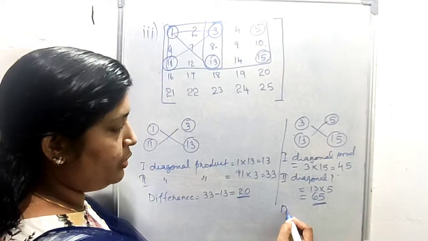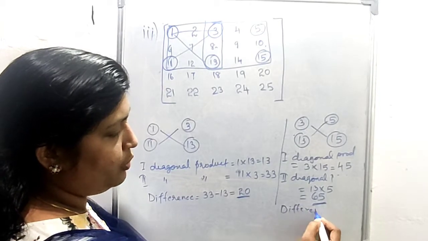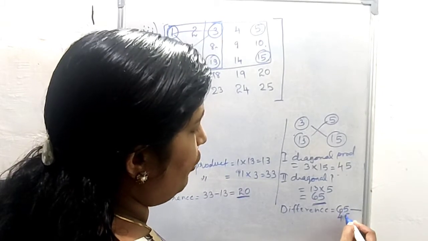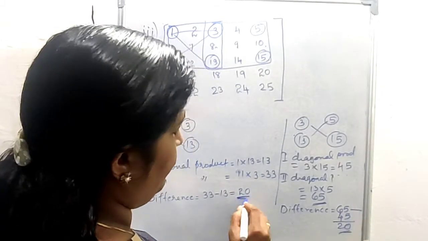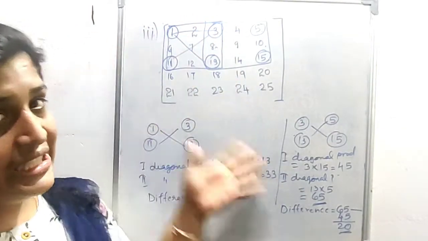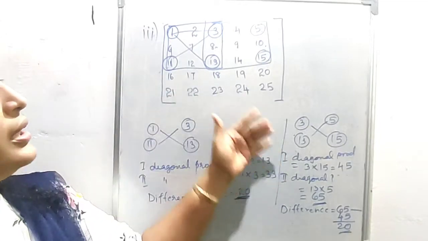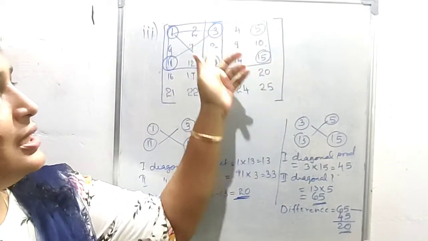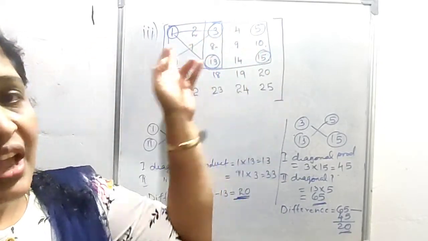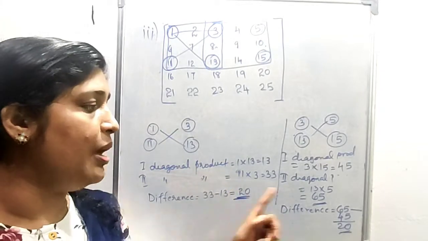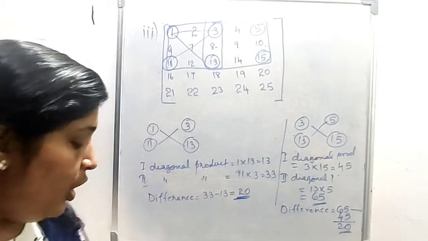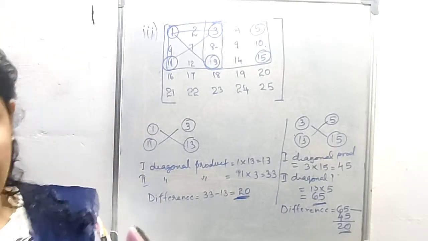Now I am going to find out the difference in the diagonal product. What will be the difference? The difference is equal to 65 minus 45, that is equal to 20. So if we take any 9 numbers like this in this set of numbers, and mark the corners only, that is the numbers on the four corners, and take the diagonal products and their difference, we get the same number, 20. Now we need to explain this using algebra. How do we solve this using algebra?